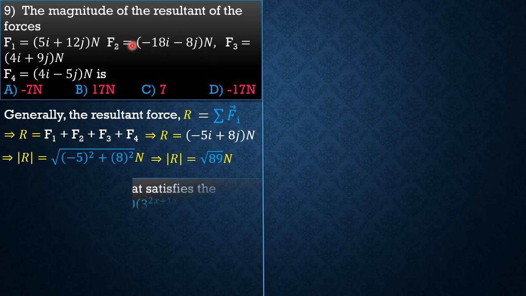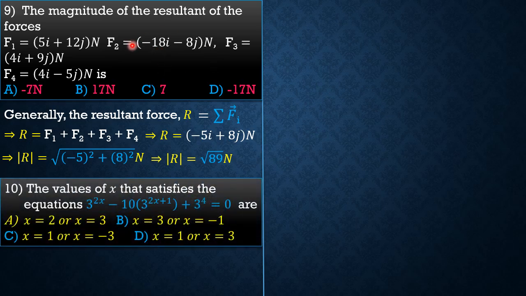All right, guys, let's look at question 10. Question 10 is saying that the values of x that satisfy the equation (2x minus 10) into 3 raised to the power 2x plus 1, plus 3 raised to the power 4 equal to 0 are... So guys, this problem as well had a mistake, okay? It had a mistake, but we are just going to solve it as we see it. So that's the problem we have, guys.